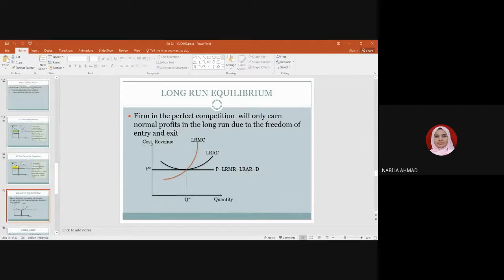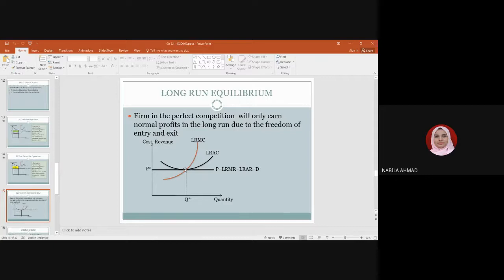Okay, so now kita nak lihat long run equilibrium. So kita kata dalam jangka masa panjang, in the long run, firm under perfect competition will earn normal profit. So hanyalah earn normal profit in the long run. No supernormal, no subnormal profit. Hanyalah normal profit in the long run. So this is the long run equilibrium.